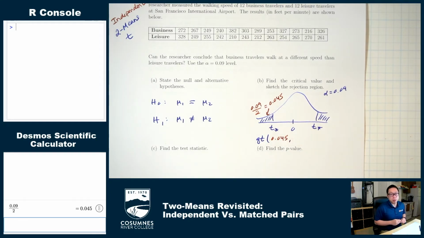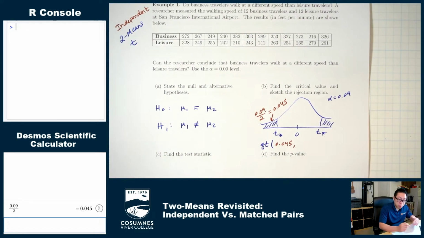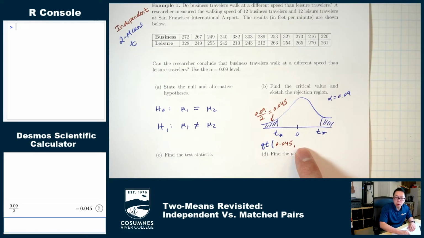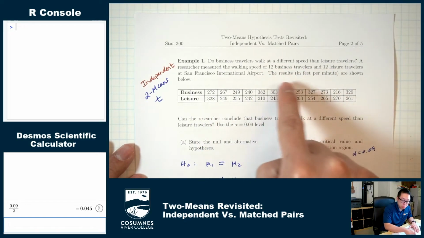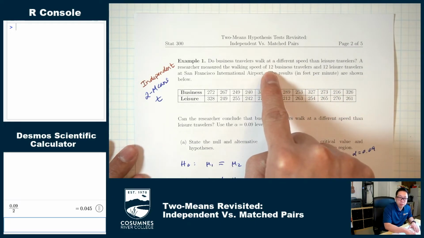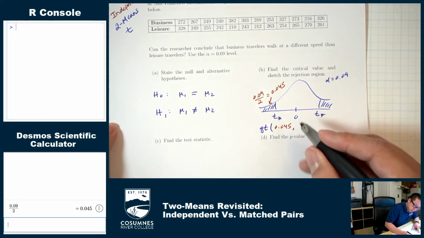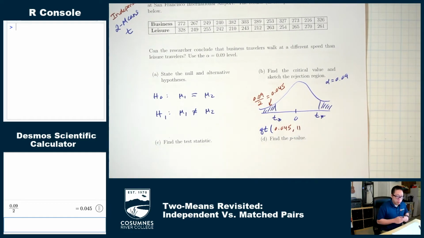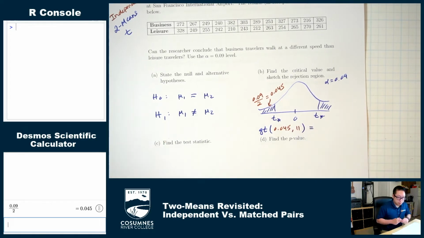QT has a DF, degrees of freedom. For the two means, two sample situation, you use the smaller sample size. You don't combine them. Smaller sample size and then subtract 1. Both sample sizes are 12, so it doesn't matter which one you use. So 12, and then the degrees of freedom is going to be 12 minus 1, which is 11. All right, so in R, we're going to do QT, 0.045, comma 11. Negative 1.859.